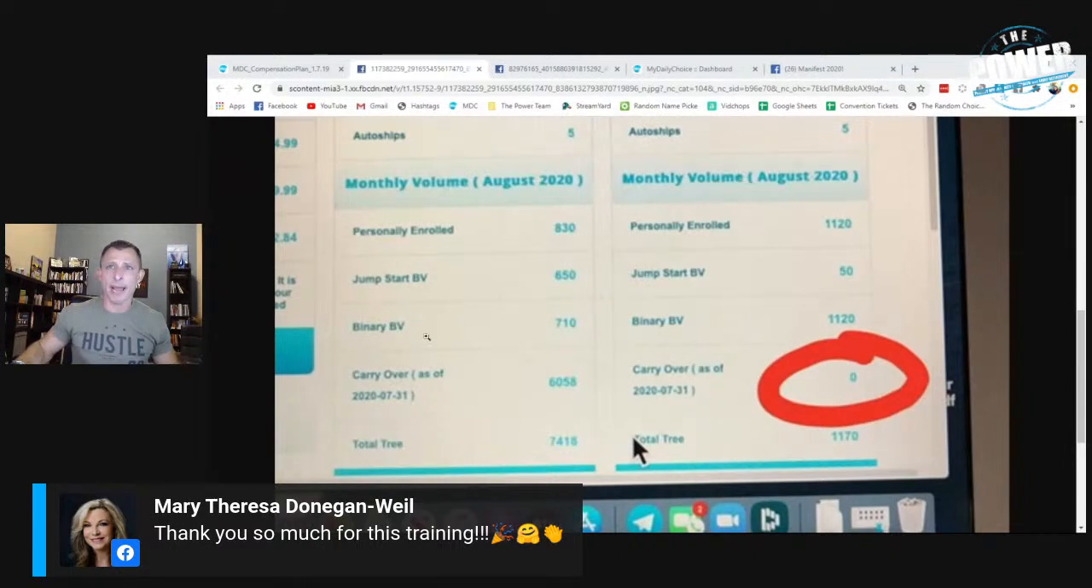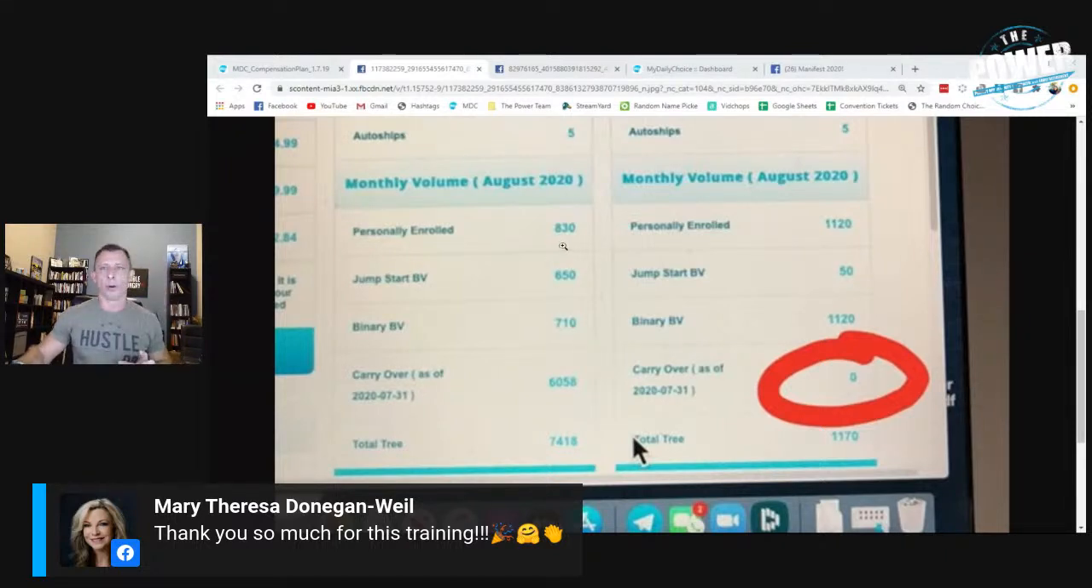You guys see where this says binary BV? This is not just your personals. This volume here, binary BV, includes your whole team. So any of those second month and beyond orders from any of your affiliates, any of your customers, when they reorder, that goes into this number right here, binary BV. It has to be 300.